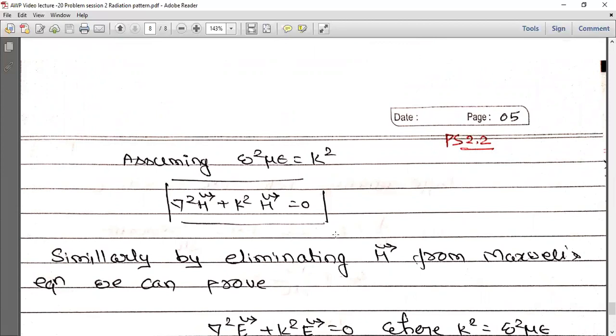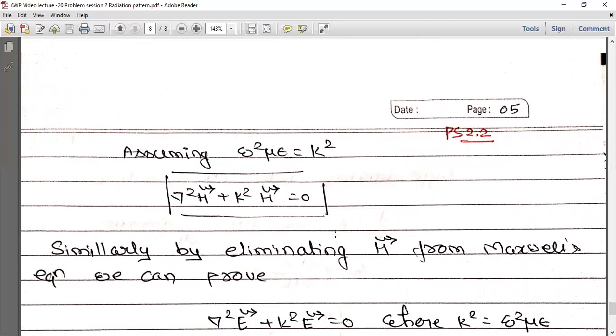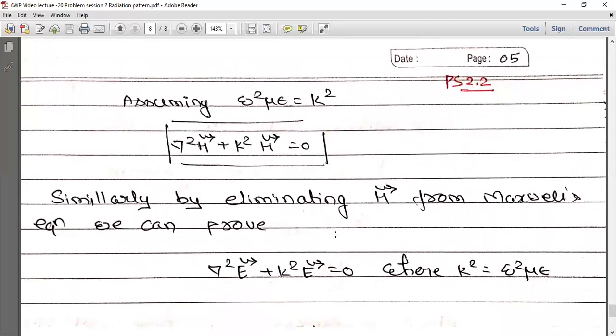And this is the well-known wave equation. The solution of this will give you a propagating wave. If you look in your books for the solution of this equation, you will find it is of the type some constant into e to the power minus jkr upon r. In this manner, we can prove the first part.